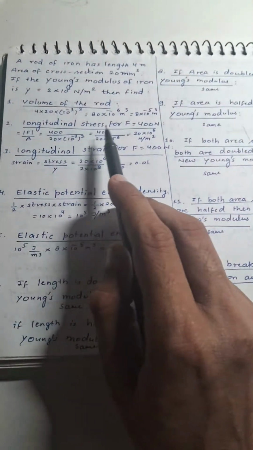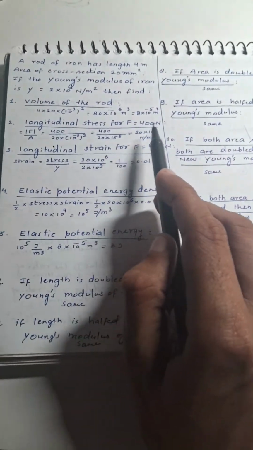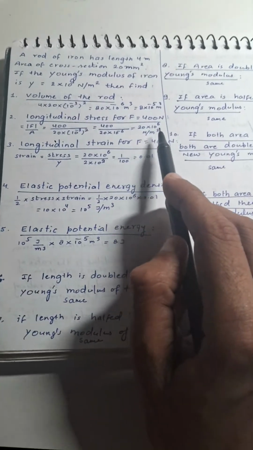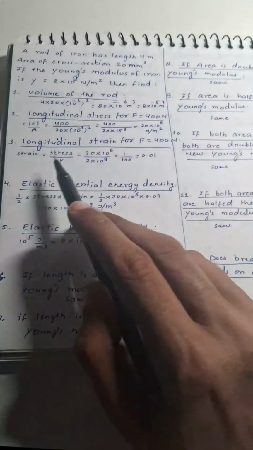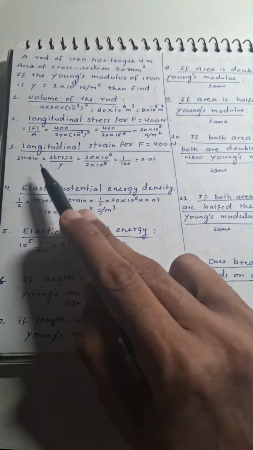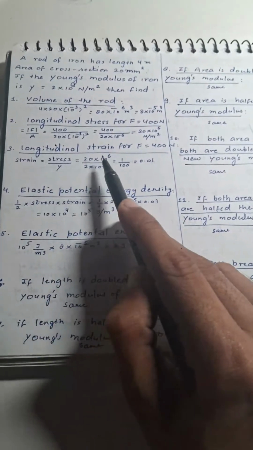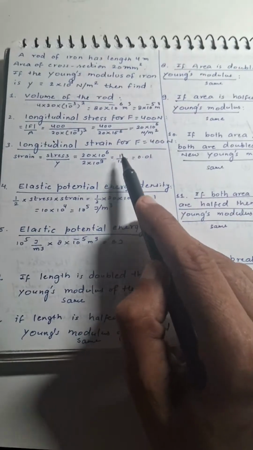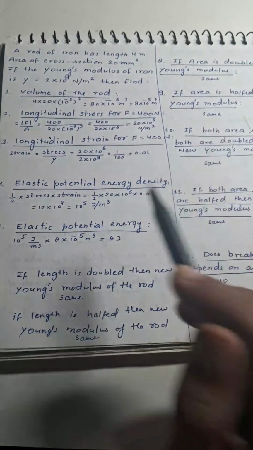Then is the longitudinal stress for the force. Longitudinal stress is force by area. After calculation, it comes out to be 20 into 10 to the power 6 Newton per meter square. Then is the longitudinal strain for this force. Strain is stress by Y. Stress is 20 into 10 to the power 6, Y is given over here. From here, if we calculate, it comes out to be 1 by 100 or 0.01.